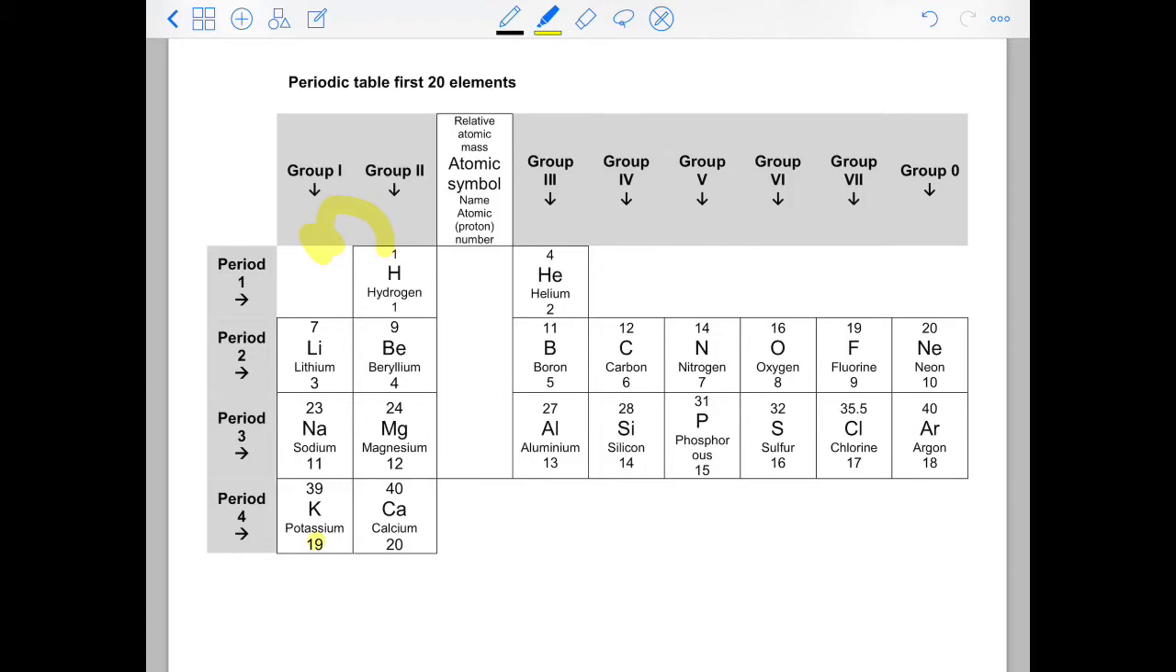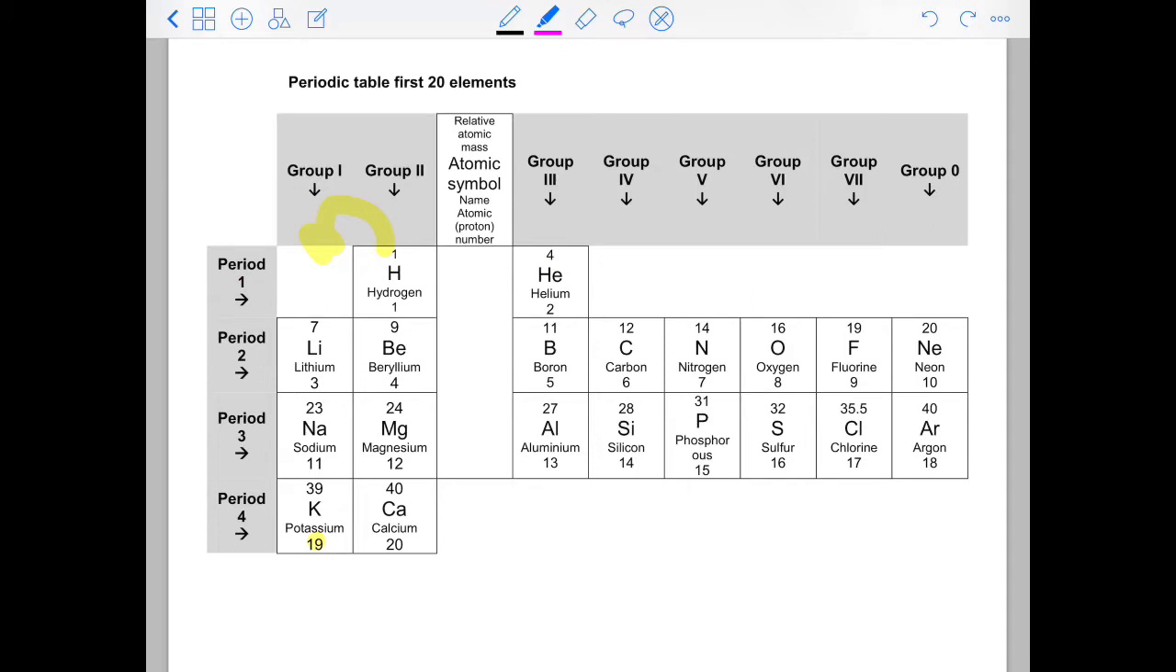And the same with, for example, group 3. We have boron and then aluminum. Aluminum being bigger than boron because it's further down. So you'll see there's also then the rows, the periods. The rows across like this. So period 1 only has the 2 elements in it, hydrogen and helium. Period 2 has 8 elements, lithium, beryllium, boron, carbon, nitrogen, oxygen, fluorine, and neon. So as you go across, they get bigger again. So lithium is the smallest one, neon is the largest one from this period.